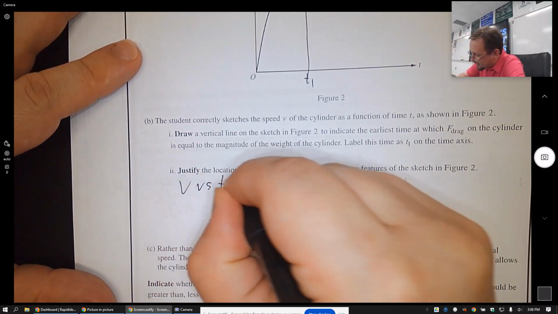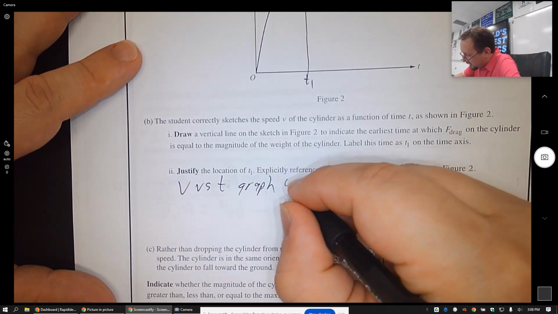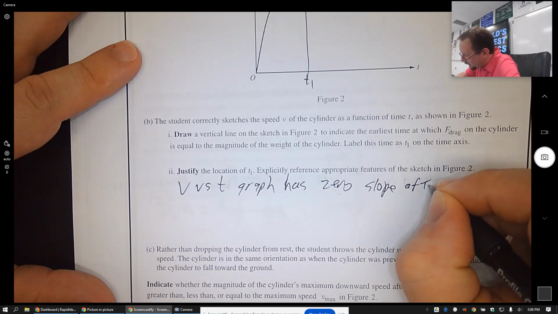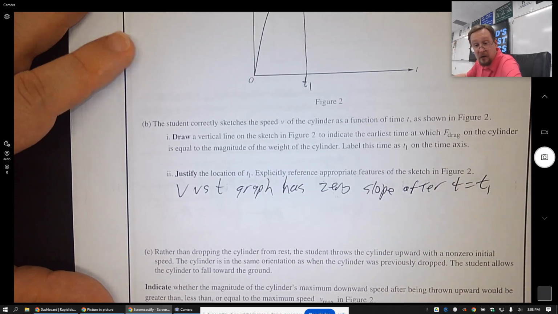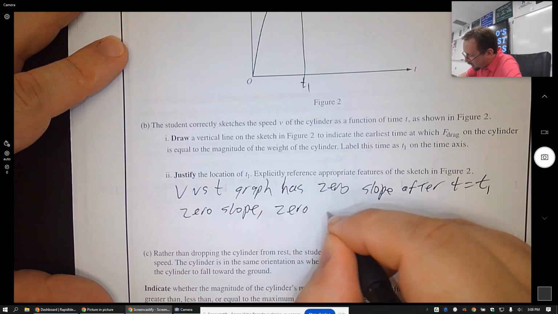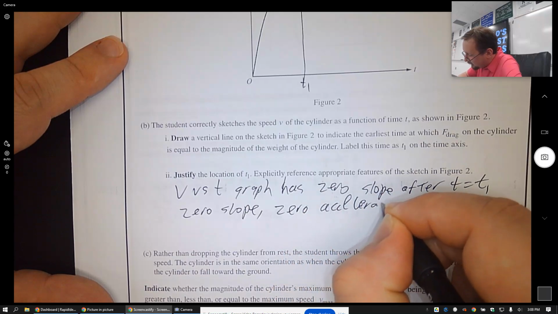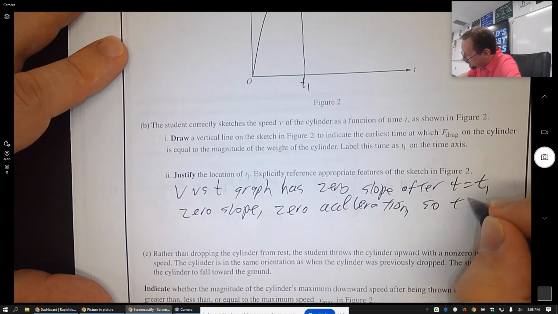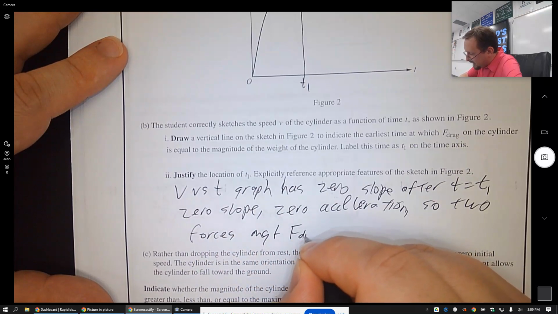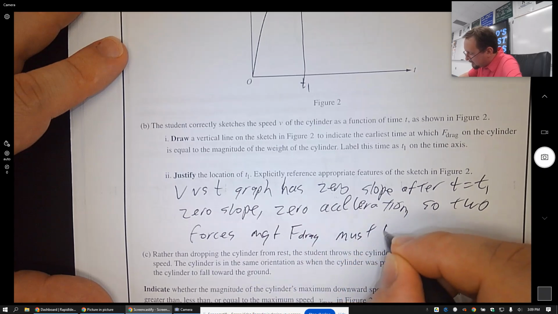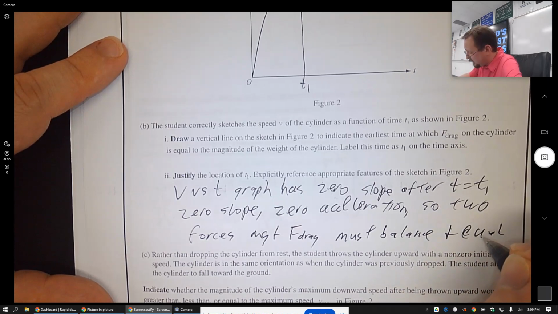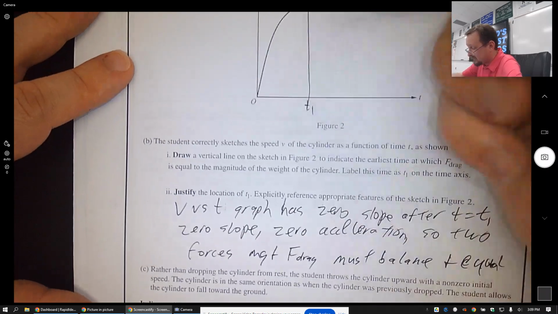I'm going to say this. The v versus time graph has zero slope after time equals T1. So zero slope, zero acceleration, right? So the two forces, mg and F drag, must balance and be equal. Is this what you want to hear? I don't know, I didn't make this question. I would never have done something like that.